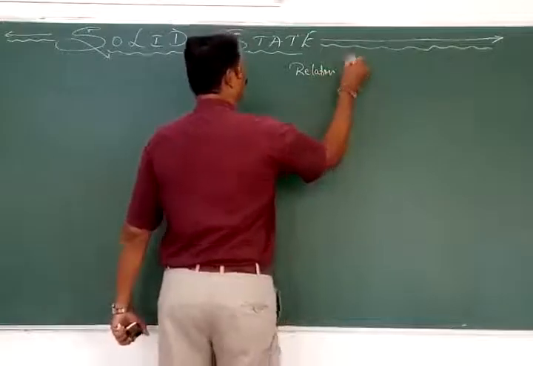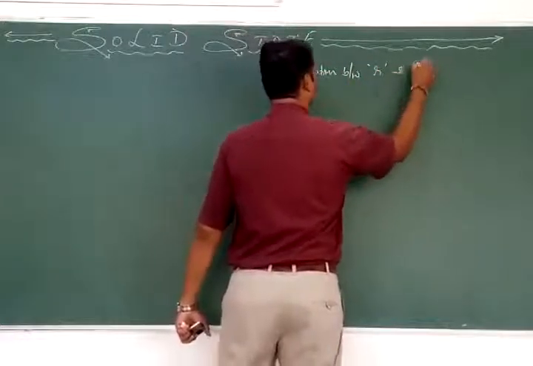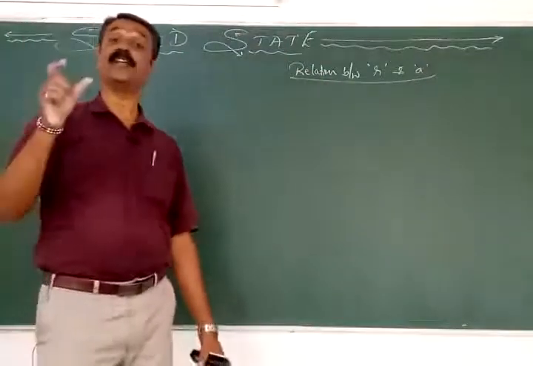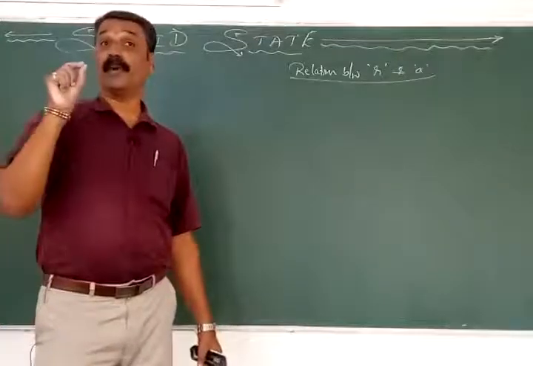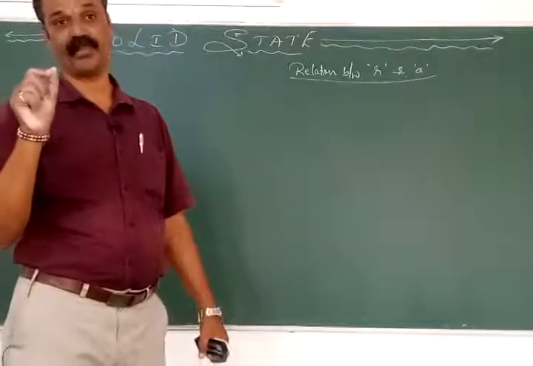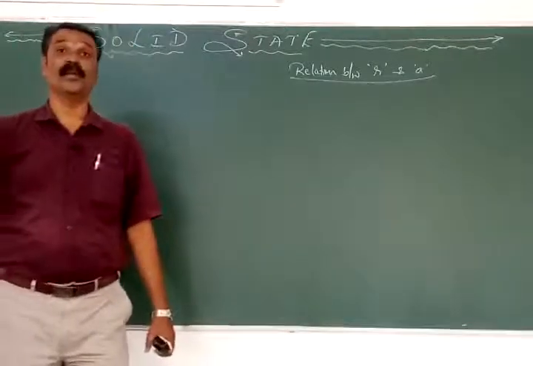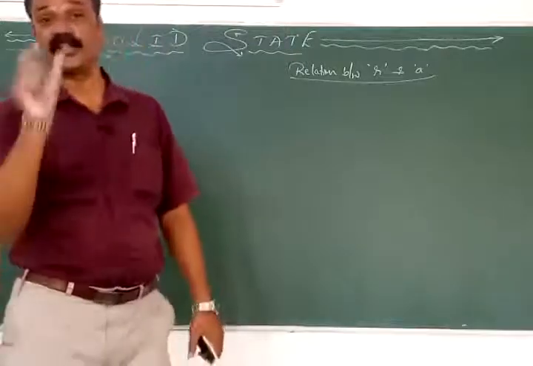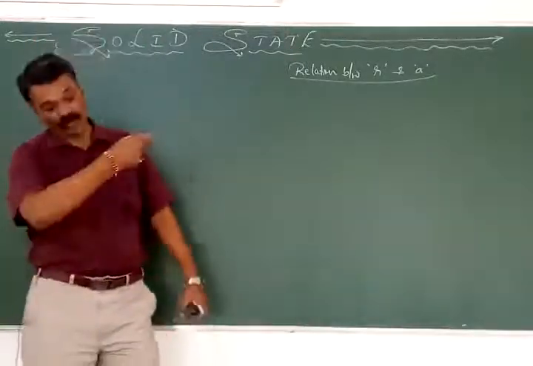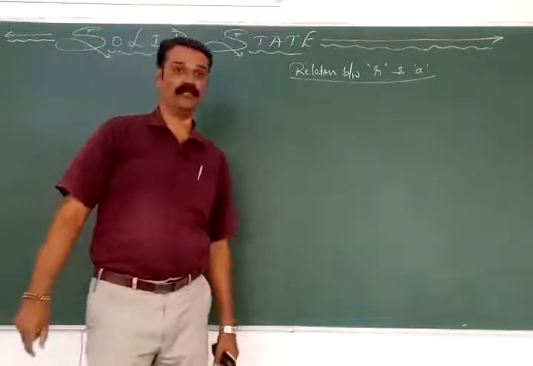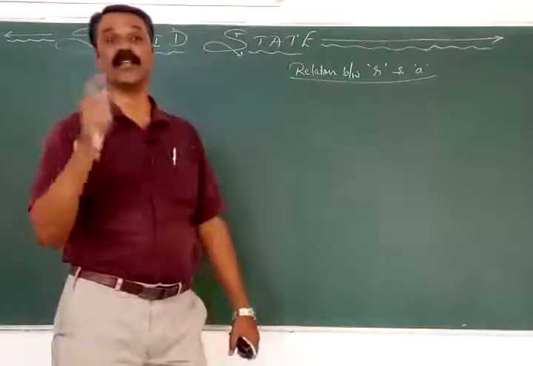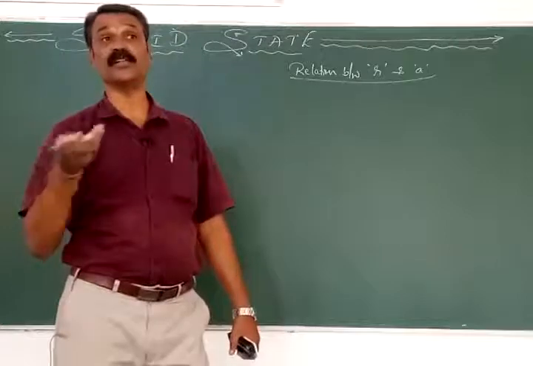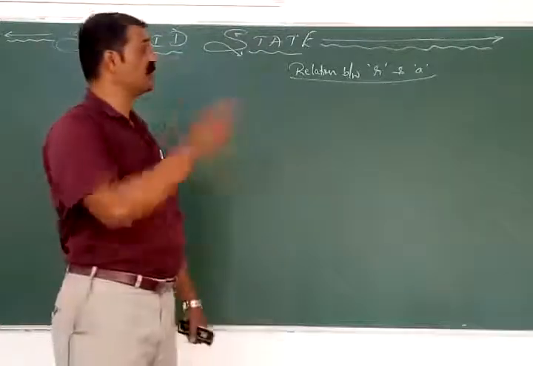relation between R and A for various cubic unit cells, where R is the radius of the sphere that we have taken. If particles are considered to be points, they are the lattice points. We are saying that the particles are considered to be hard spheres that touch each other, such that the radius of that sphere is R. And what is A here? It is the edge length along the x-axis, y-axis or z-axis, because in a cubic system, A is equal to B is equal to C. That is, length is equal to breadth is equal to height.